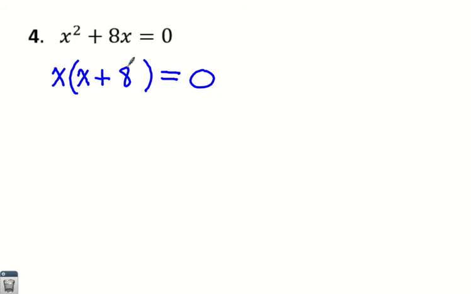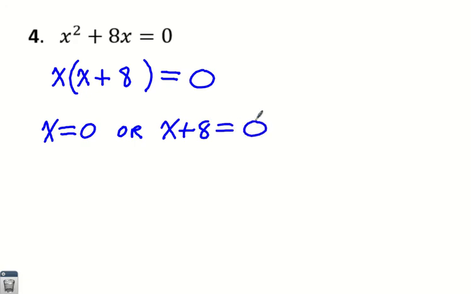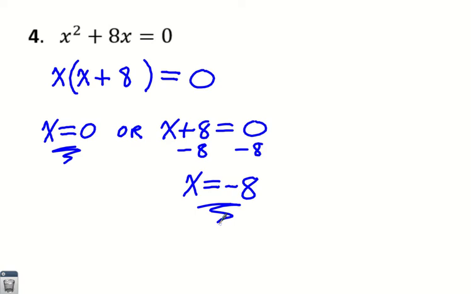So now, again, nothing really is different. We're going to set the factors equal to 0. And our factors are x and the binomial bubble x plus 8. So we have x equals 0 or x plus 8 equals 0. This one's already done. This one we still need to get x all by itself. And so two answers, x equals 0 or x equals -8.